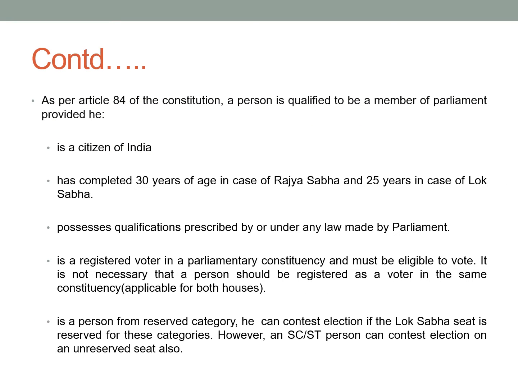As per Article 84 of the Constitution, a person is qualified to be a member of the Parliament provided he is a citizen of India. He has completed 30 years of age in case of Rajya Sabha and 25 years in case of Lok Sabha. He possesses the qualifications prescribed by or under any law made by the Parliament, and he is a registered voter in a parliamentary constituency and must be eligible to vote.